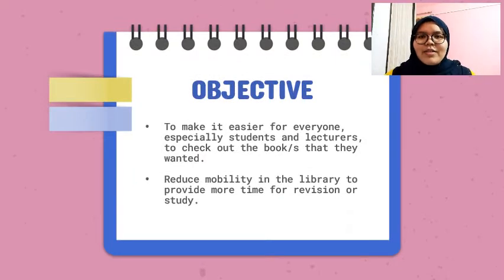So, the objective of this application is to make it easier for everyone, especially students and lecturers, to check out the book that they want. Next, the second objective of this application is to reduce mobility or movement in the library, so students have more time to do their revision or study.